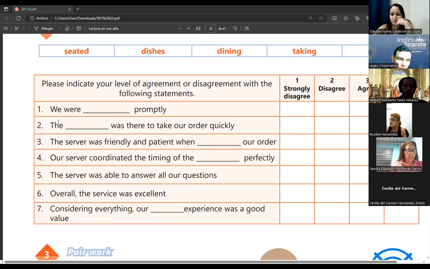Entonces, what is number one? It's seated, right? Seated. Very good. Fuimos sentados. O sea, dinner is number one, teacher. We were here, this one. We were. Uh-huh. No, we were dining. Seated.